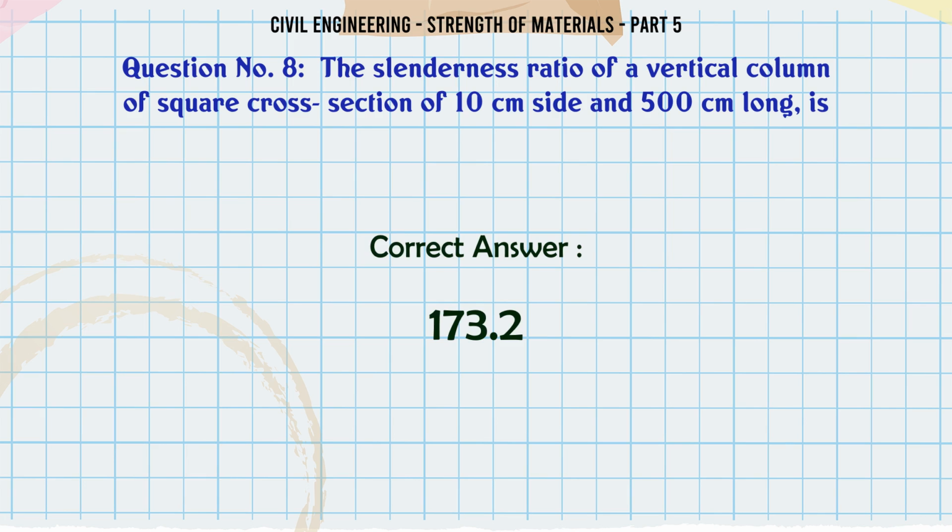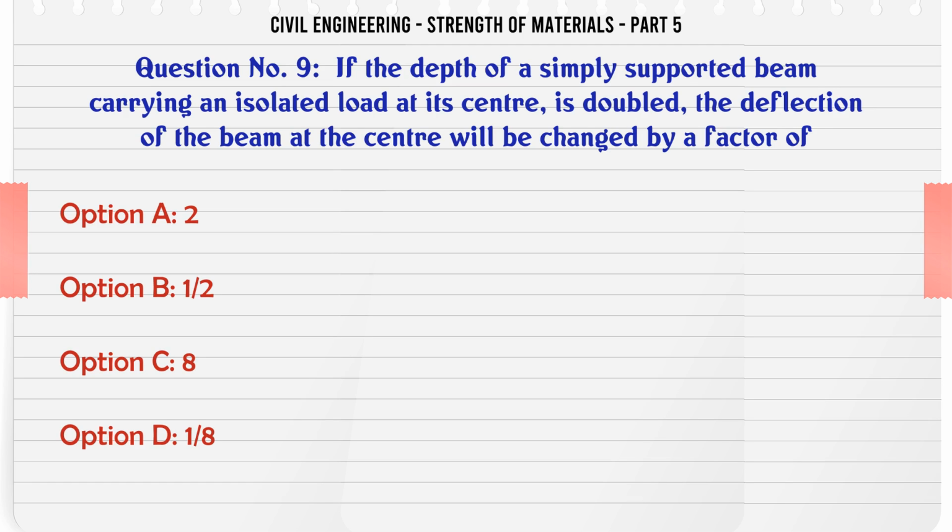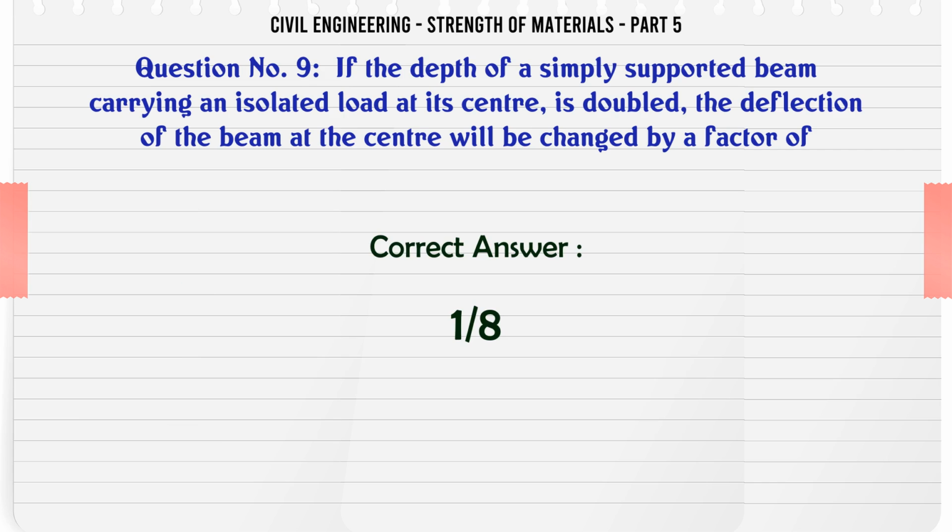173.2. If the depth of a simply supported beam carrying an isolated load at its center is doubled, the deflection of the beam at the center will be changed by a factor of: A. 2, B. 1/2, C. 8, D. 1/8. The correct answer is 1/8.